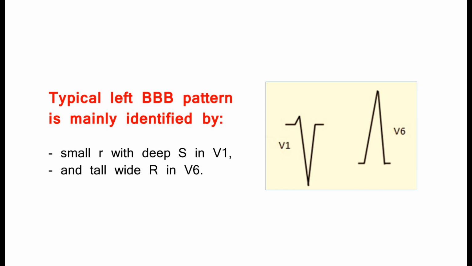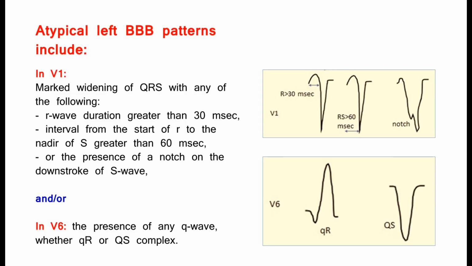Atypical left BBB patterns include in V1, marked widening of QRS with any of the following: R wave duration greater than 30 millisecond. Interval from the start of R to the nadir of S greater than 60 millisecond. Or the presence of a notch on the downstroke of S wave. And/or, in V6, the presence of any Q wave, whether QR or QS complex.